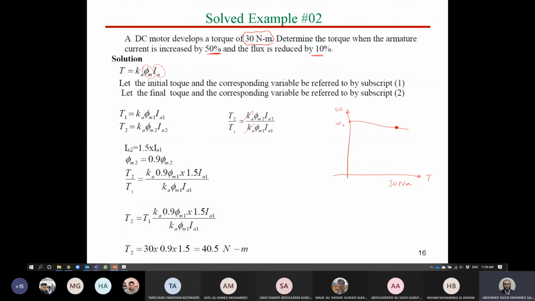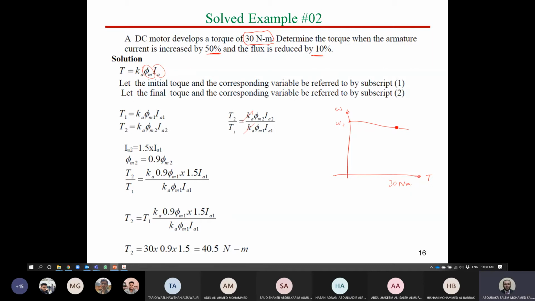What will happen to the no load speed if we reduce the flux by 10%? Is it going to increase or decrease? Decrease, I think. Decreasing the flux leads to increase or decrease of speed? The answer is wrong, Hassan. Focus with us a bit, Hassan.